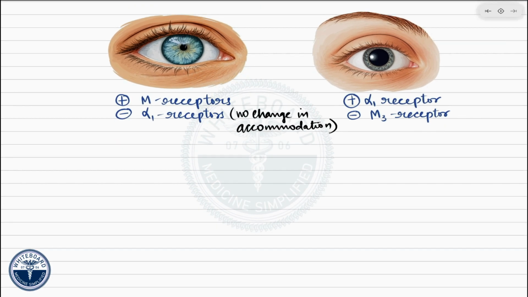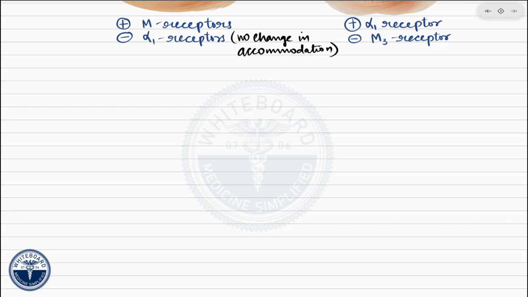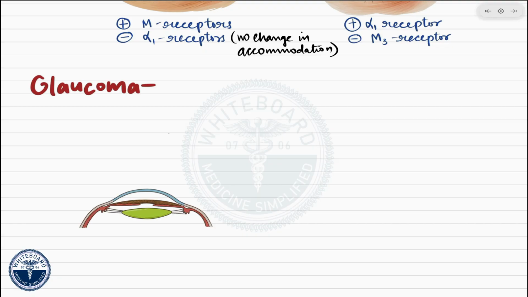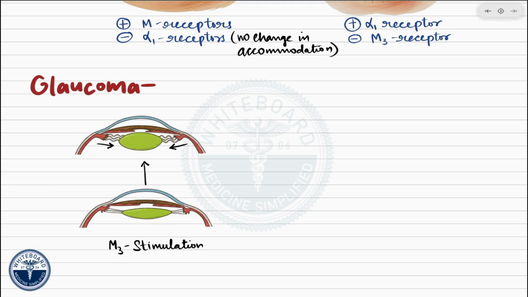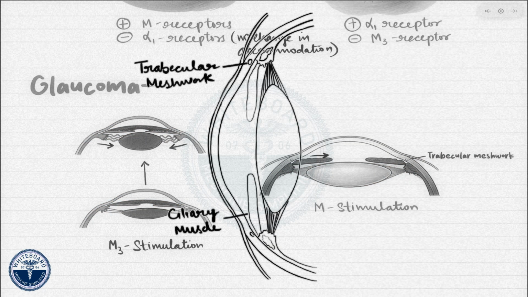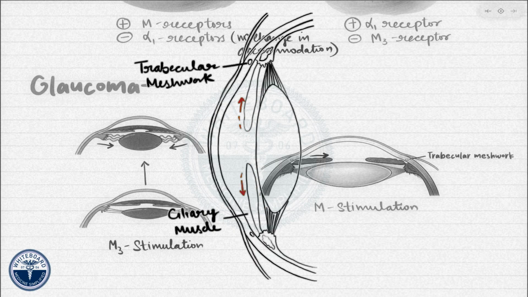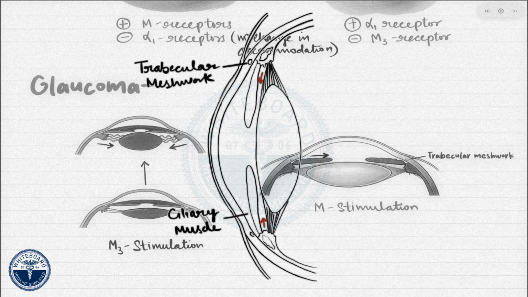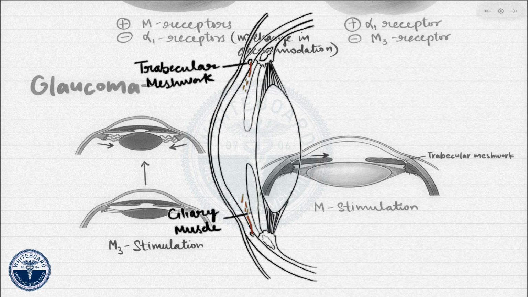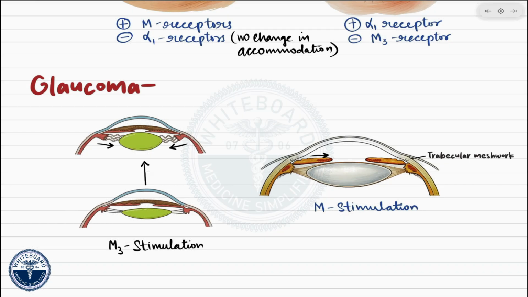Now, by taking advantage of this discussion, I would like to discuss another important topic that is closely related to what we have just learned, that is, muscarinic drugs in glaucoma. As we discussed, stimulation of M3 receptors causes contraction of the ciliary muscle. Interestingly, when the ciliary muscle contracts, it also exerts traction on the trabecular meshwork located at the iridocorneal angle. As a result, the pores within the trabecular meshwork open up, allowing aqueous humor to drain more efficiently into the canal of Schlemm. Consequently, the outflow of aqueous humor increases, leading to a reduction in intraocular pressure.